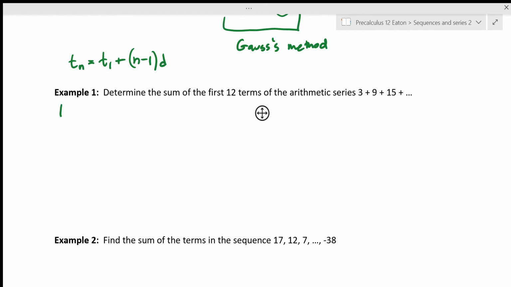We have T1 is equal to 3. Our common difference, we have going from 3 to 9, 9 to 15. Our common difference is 6.